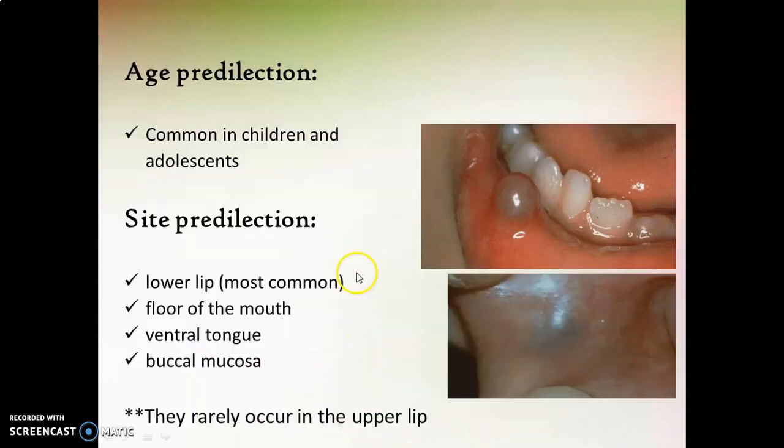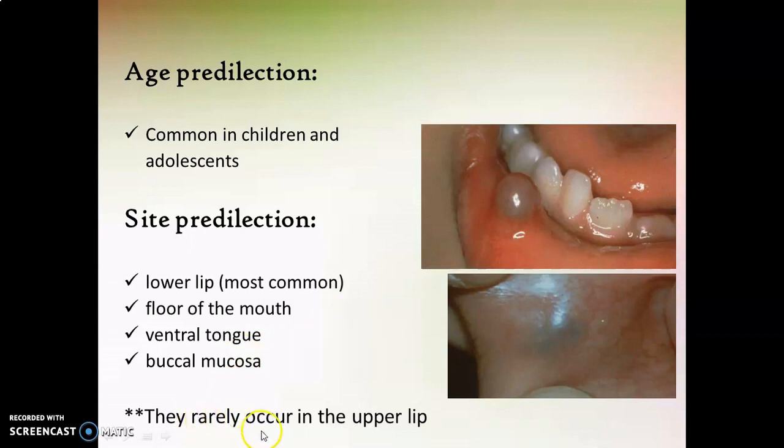The lesions of mucocele are common in children and adolescents. That means it's common in the young age group. And as you can see in this image, they are most common in the lower lip. Other common sites of occurrence include floor of the mouth, ventral tongue and buccal mucosa.